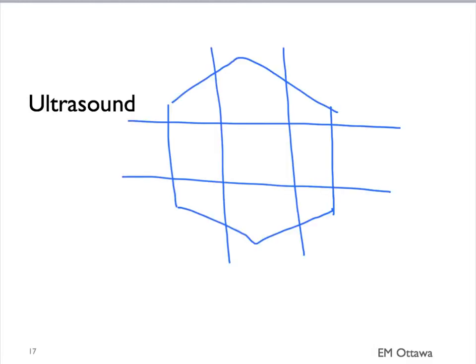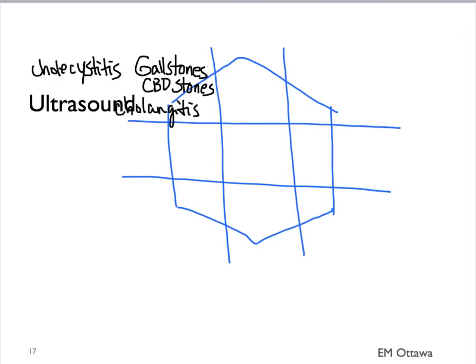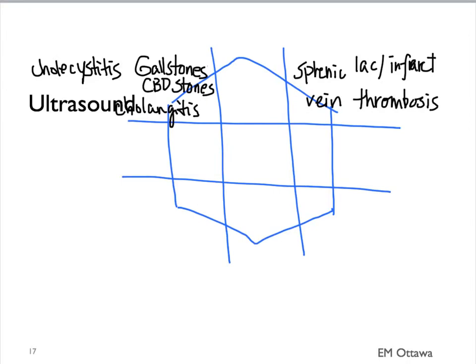When the patient goes for a formal ultrasound, there is more information that can be gained. Formal ultrasound can diagnose gallstones and CBD stones, cholecystitis, and cholangitis. In the left upper quadrant, it can tell whether there is a splenic laceration, infarct, or a thrombosis of the splenic vein. For the patient with flank pain, ultrasound can diagnose hydronephrosis and kidney stones.